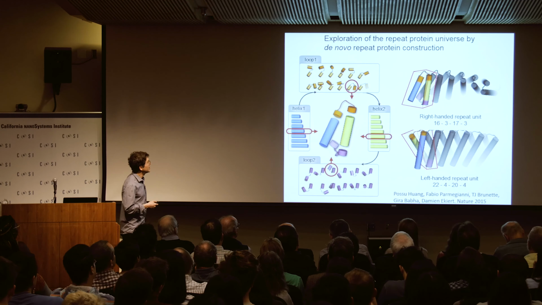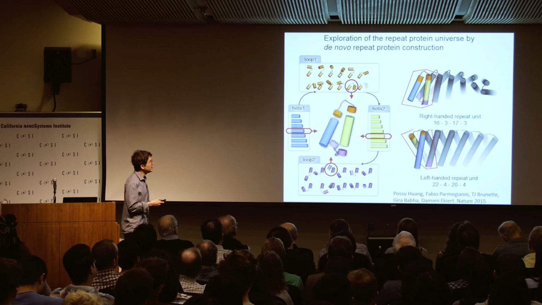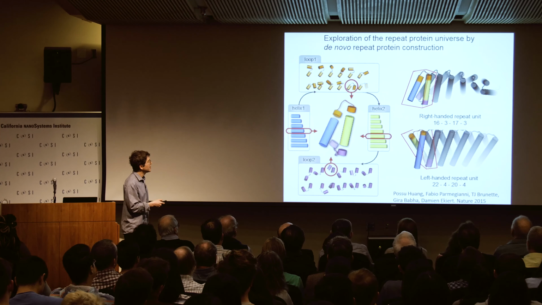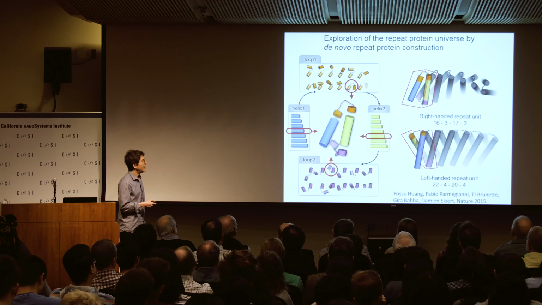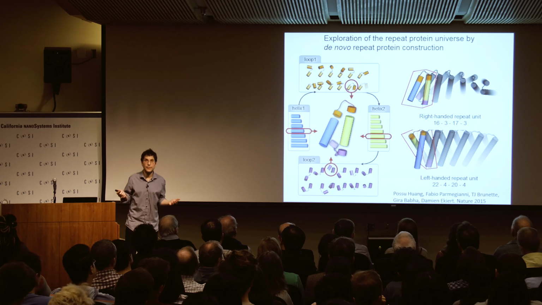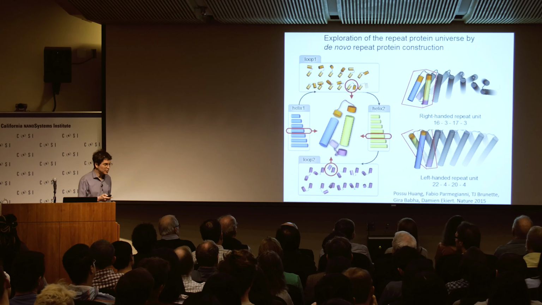One of the first things that we set out to do in thinking about how to explore the space is to think about relatively simple proteins which are just made by one repeating unit that repeats over and over and over again, and that's shown here. Examples are shown here. Of course, there are repeating proteins that many of you will be familiar with in nature, and we wanted to see whether that was really all the types of repeat proteins that were possible, or whether it was easy to come up with new ones.